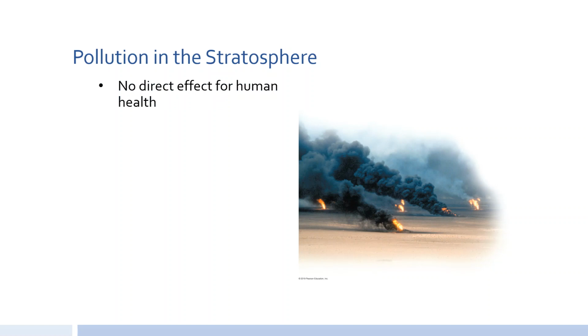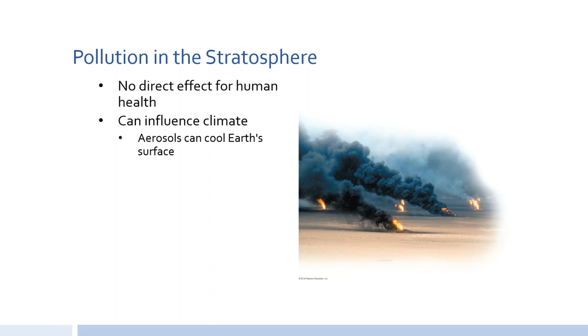The stratosphere is the layer of the Earth's atmosphere that extends from 7 to 30 miles above the troposphere. The pollution in the stratosphere has no direct effect on human health, so it's not like we're breathing in this pollution and it is harming us. However, it can influence climate. What you probably think of most readily is climate change and carbon dioxide, but what I'm going to talk about is aerosols.